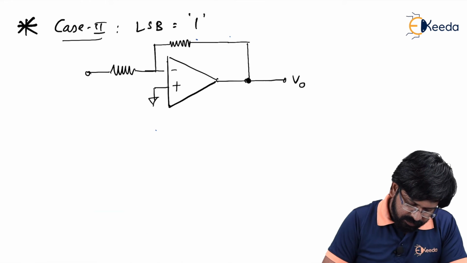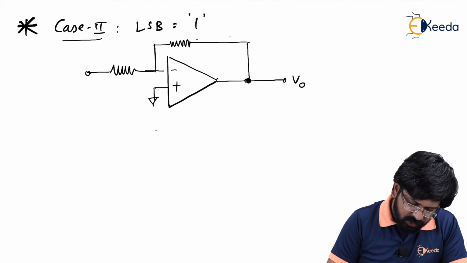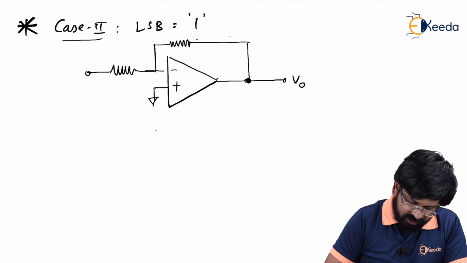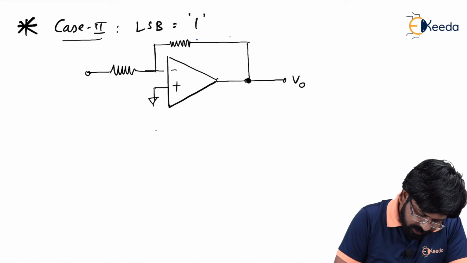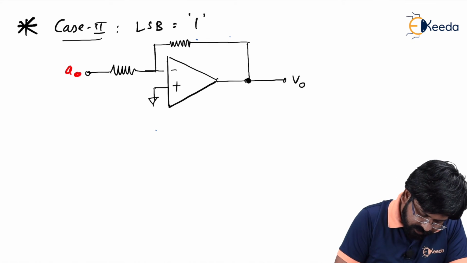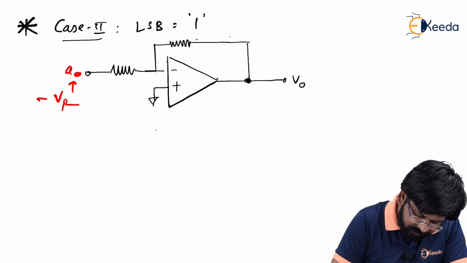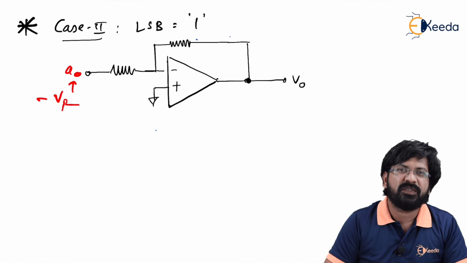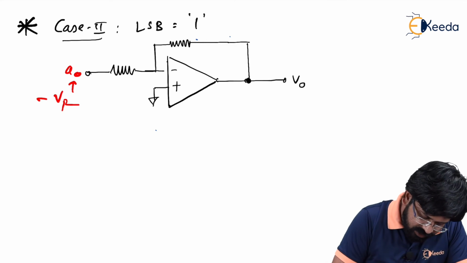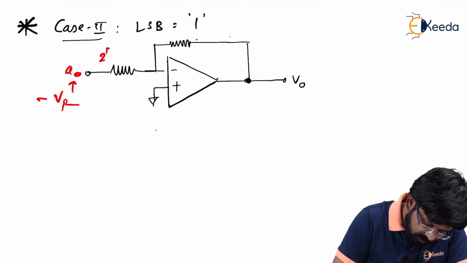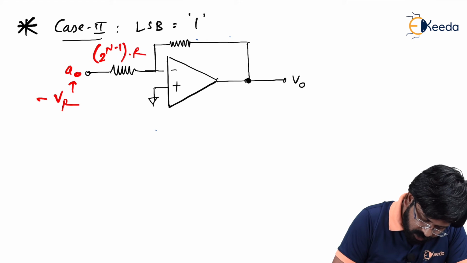Let's start with case number 2. Case number 2 says LSB equal to 1. So here LSB equal to 1, it means this is A0, which will have input 1, means what is applied at V0 is minus VR. So minus VR is the voltage applied, and we know that for LSB we use maximum value of resistor, and the maximum value of resistor is 2 to the power n minus 1 times R, and what we have as feedback resistor here is Rf.